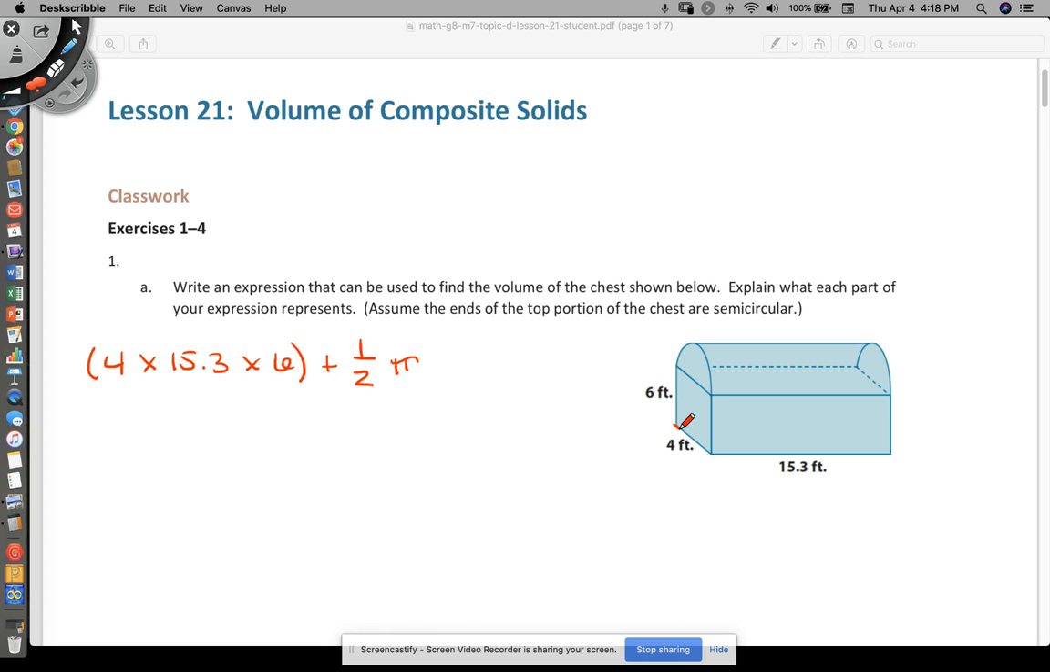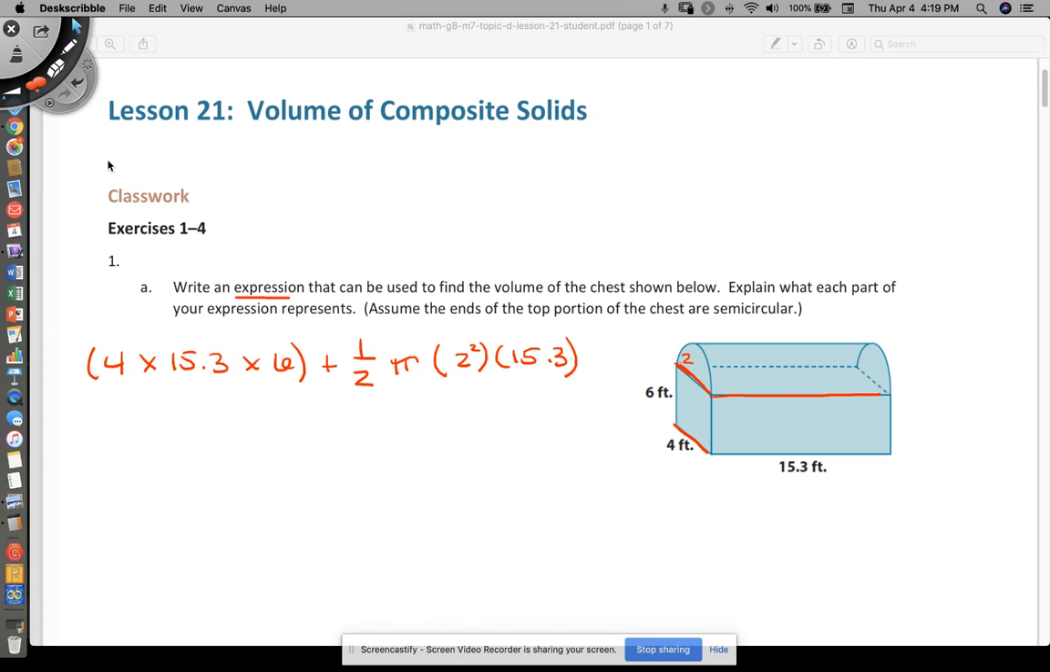Now, the radius is half of this. So since it's 4 going all the way across, the radius would then be just halfway across, which is 2. So we're going to say 2 squared, and its height goes this way. Its height is going to be 15.3. They just wanted an expression, so that's all they wanted us to solve for at this point. So that is your answer.